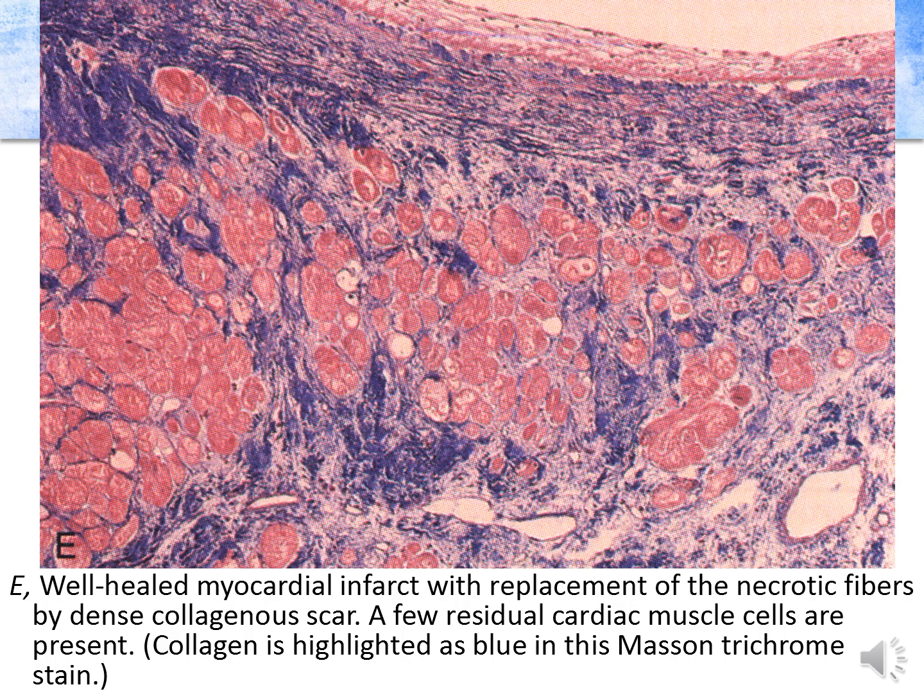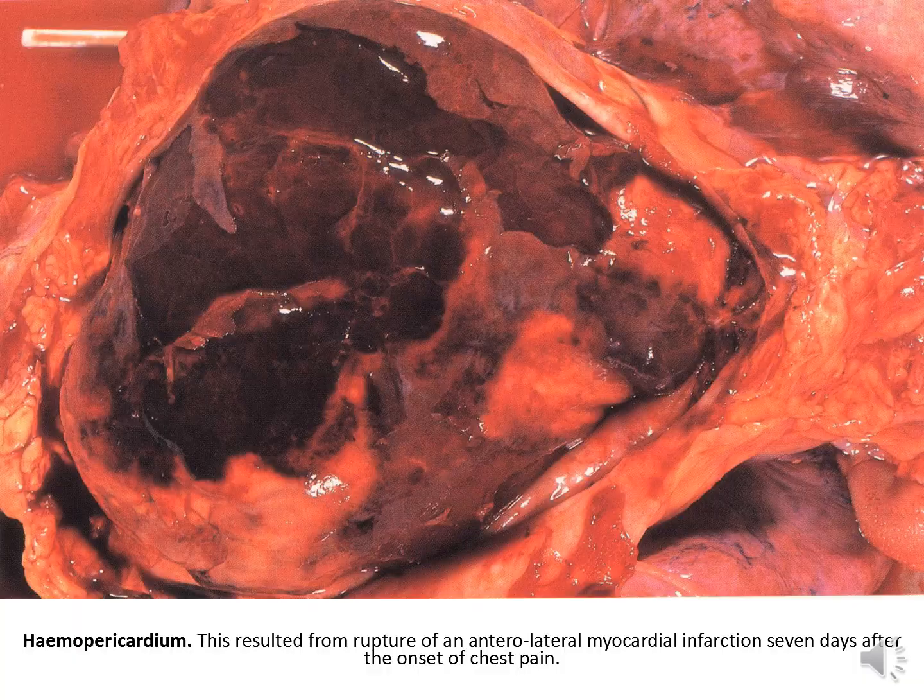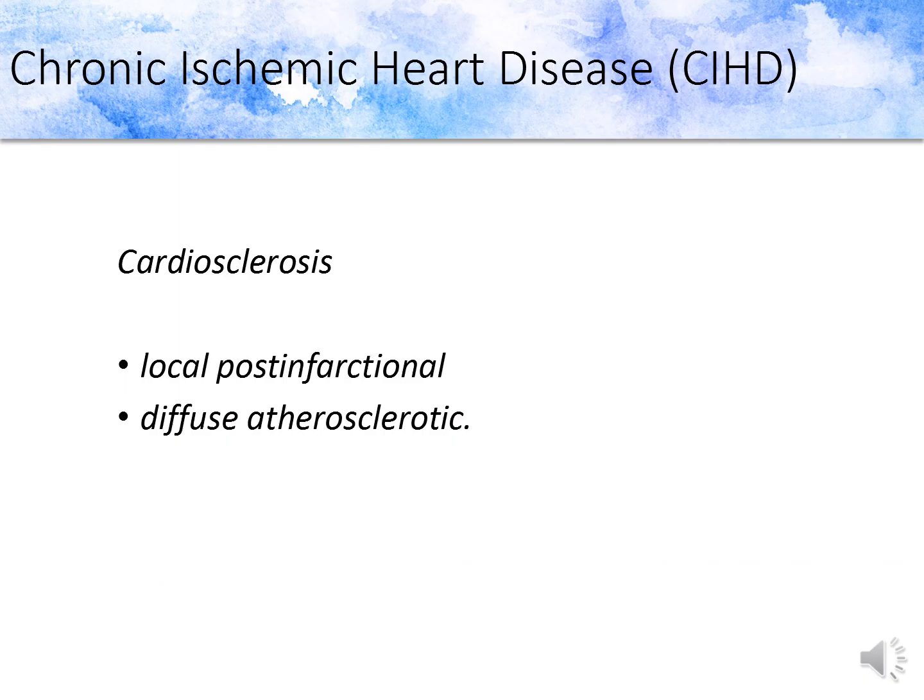and we shall call it post-infarction cardiosclerosis, heart cardiosclerosis. Here you see hemopericardium. This resulted from rupture of an anterolateral myocardial infarction 7 days after the onset of the chest pain. So here you see the pericardial sac filled with blood.